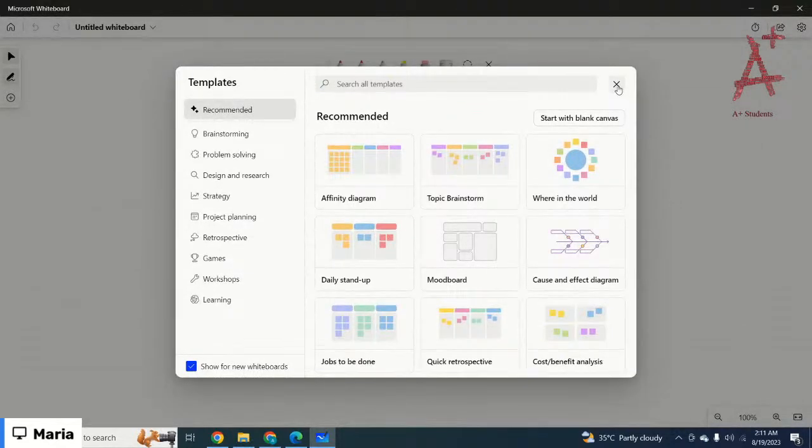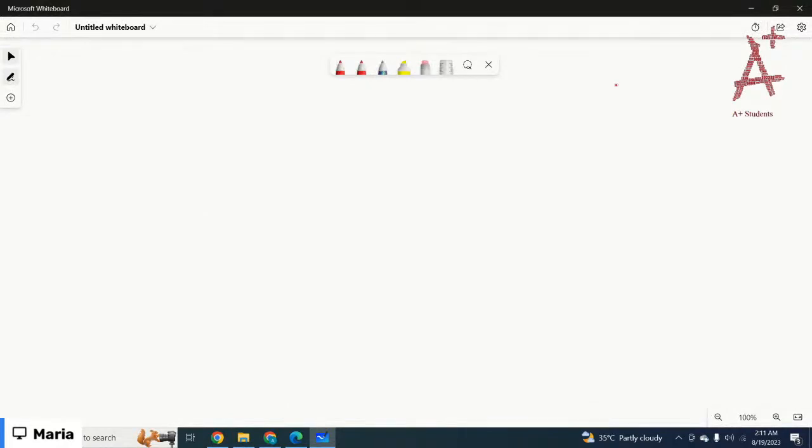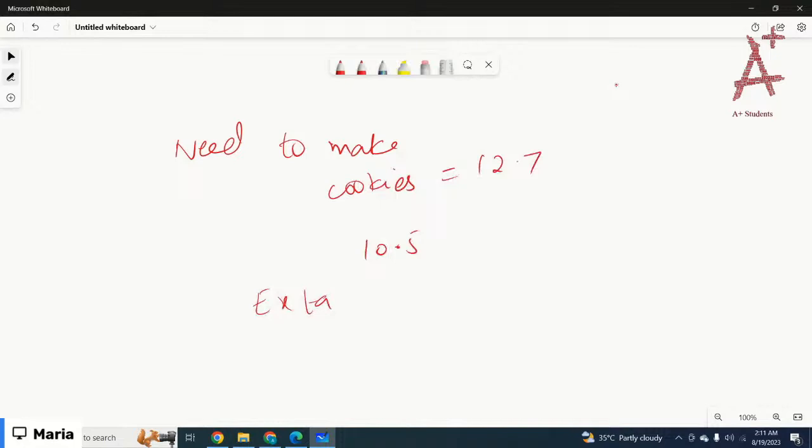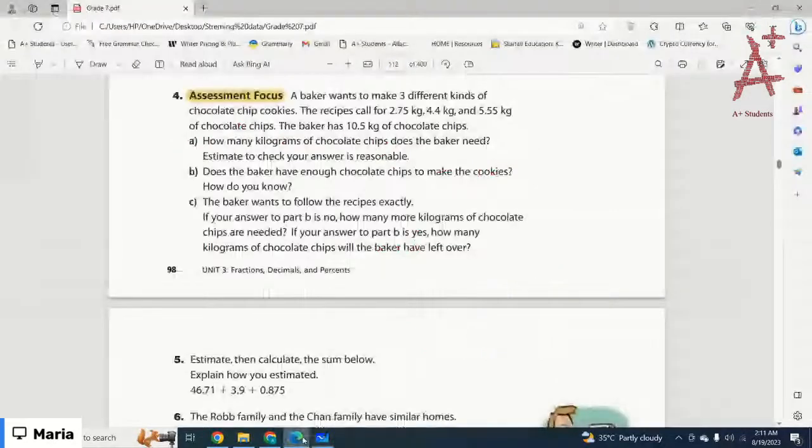Okay, so the amount needed to make the recipe is 12.7 and he has 10.5. So let's see how much more he needs. That would be 12.7 minus 10.5, which is 2.2 kg. That means he needs 2.2 kg more. Okay, let's move on to the next one.